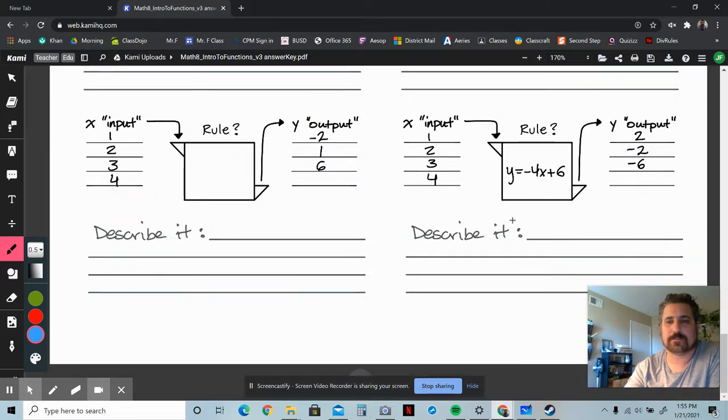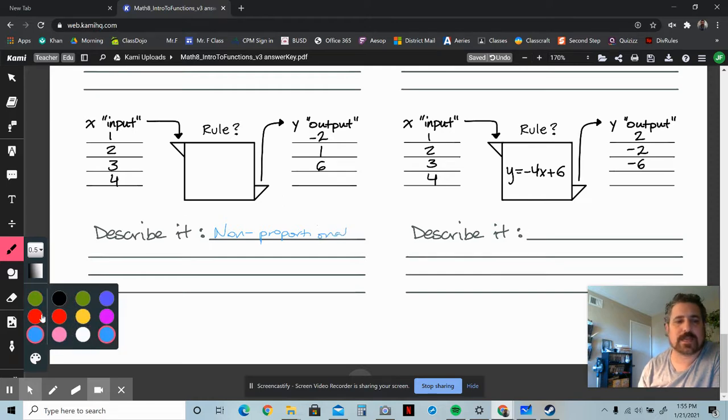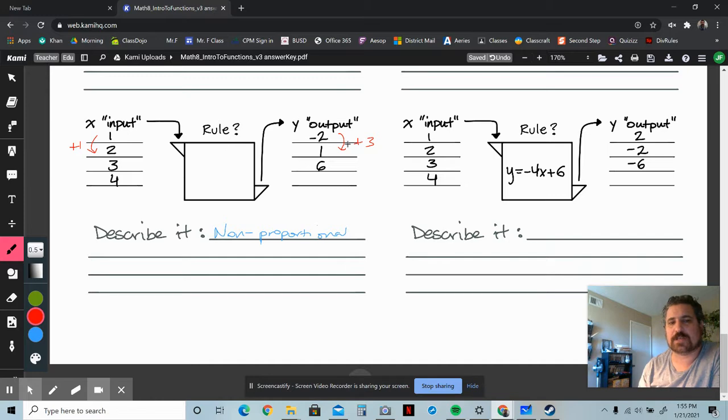Okay, let's go down. This one here, you're asking yourself, is it proportional? Is the ratio of output to input always the same? 1 times -2 is -2. Is 2 times -2 1? No. So this is going to be non-proportional. So you're going to write non-proportional. And then you're going to investigate, is it linear? So as y changes by 3, what is x changing by? 1. So the slope ratio looks like it would be 3 over 1, or to the right 1 and up 3. Does it consistently happen?